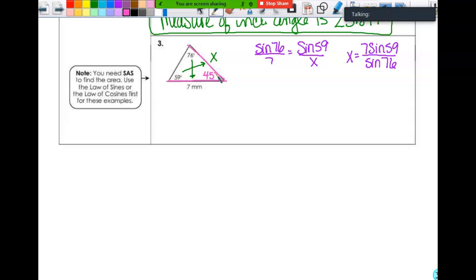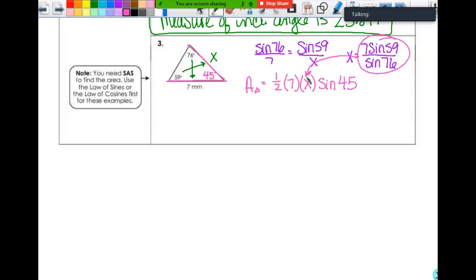Because remember, if I find a decimal for x, and then I type that decimal in, then I'm going to not be rounded to the correct decimal places at the end. That's what makes that bad. So then the area of the triangle that I'm looking for is 1/2 times 7 times x times the sine of 45. So I'm just going to take this and type that part in my calculator.